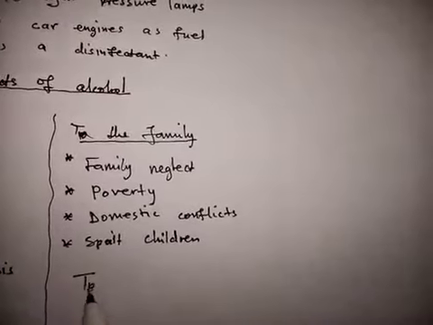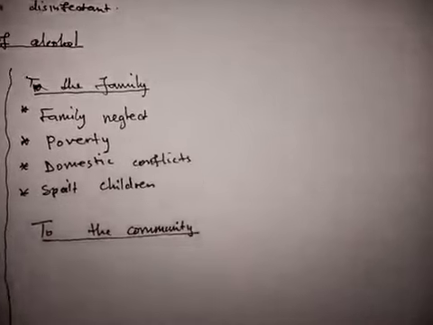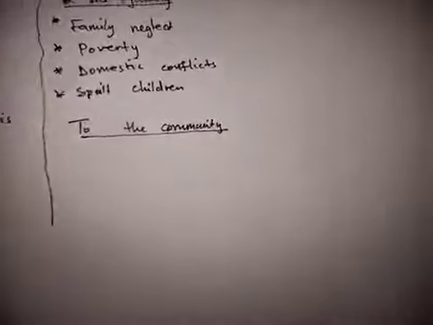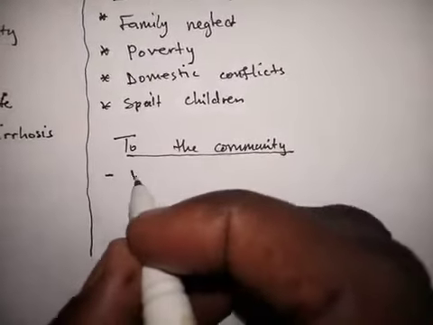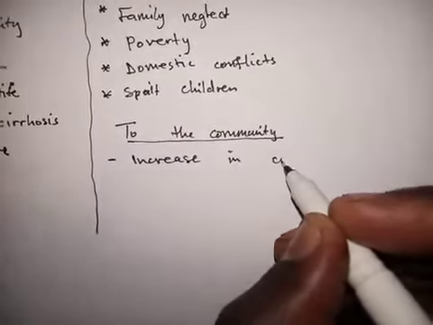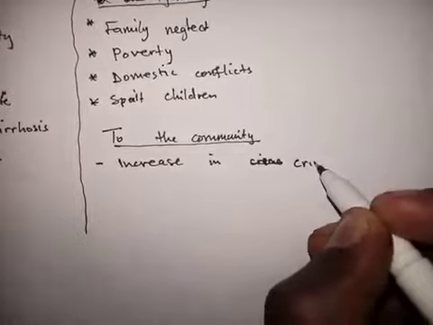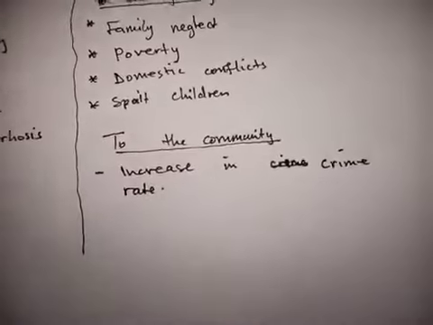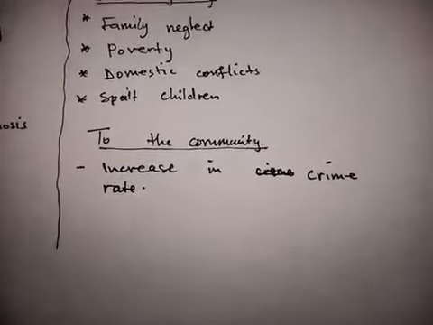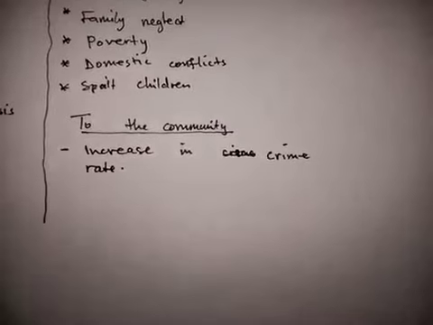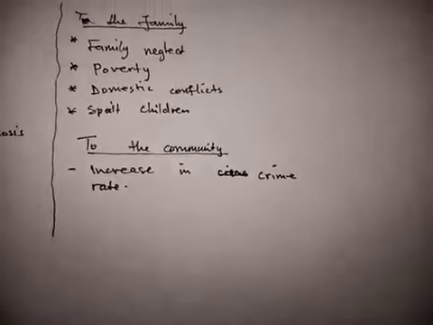Then we also have effects to the community, the area from where the alcoholic comes. So what are the effects? To the community, increase in crime rate. So you find that the person after taking alcohol gets the guts to go and steal just because of the influence of alcohol. Go and fight. So those are what you call crimes. That's what you call crime rate. So the crimes in the area increase.